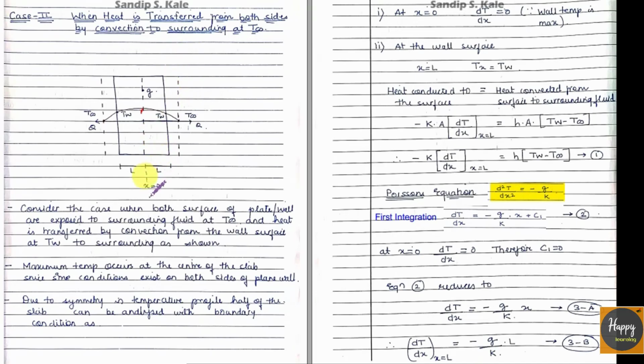So the thickness of the slab we are taking as 2L. So at the center we take x is equal to 0, and one half as L and the other half as L. So at the center, that is at x is equal to 0, the temperature gradient, dT by dx, is 0. Why? Because the maximum temperature is occurring at the center. So at x is equal to 0, we can write dT by dx equal to 0, because the temperature is maximum at the center.